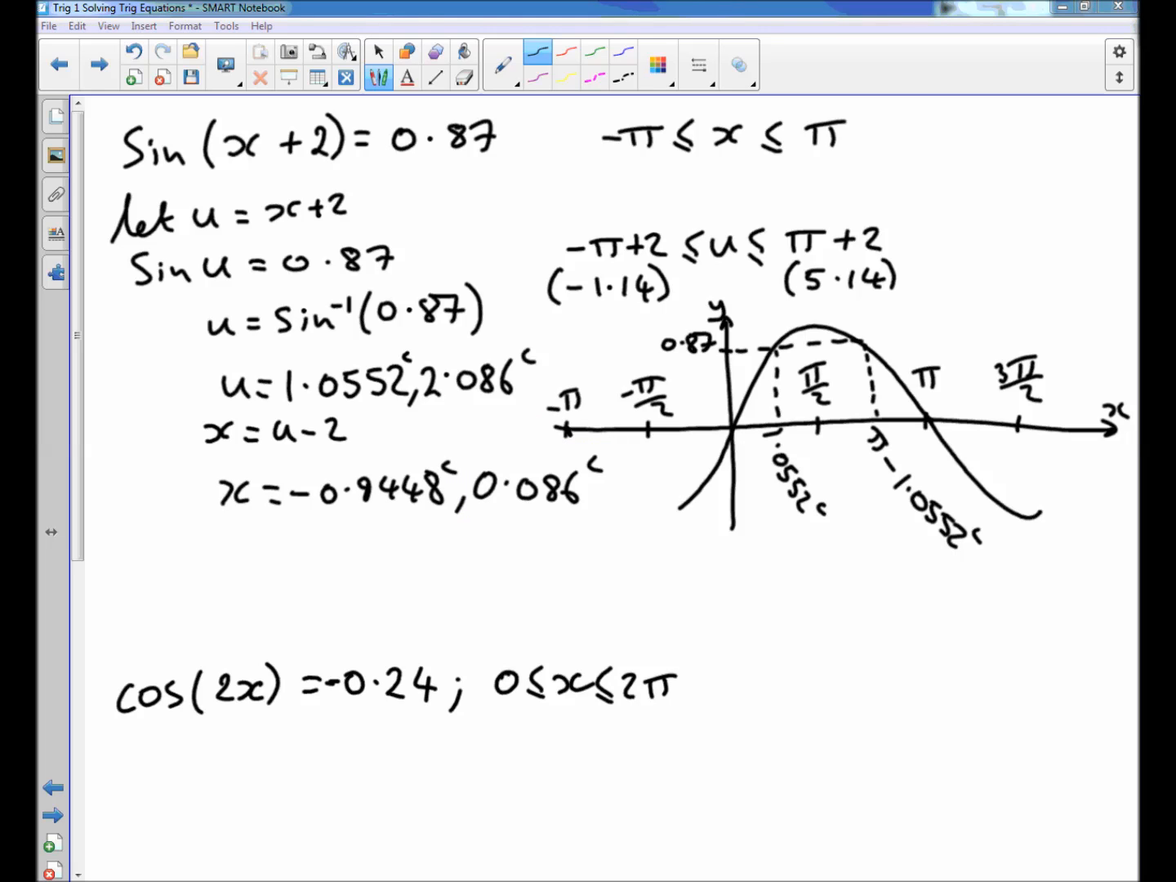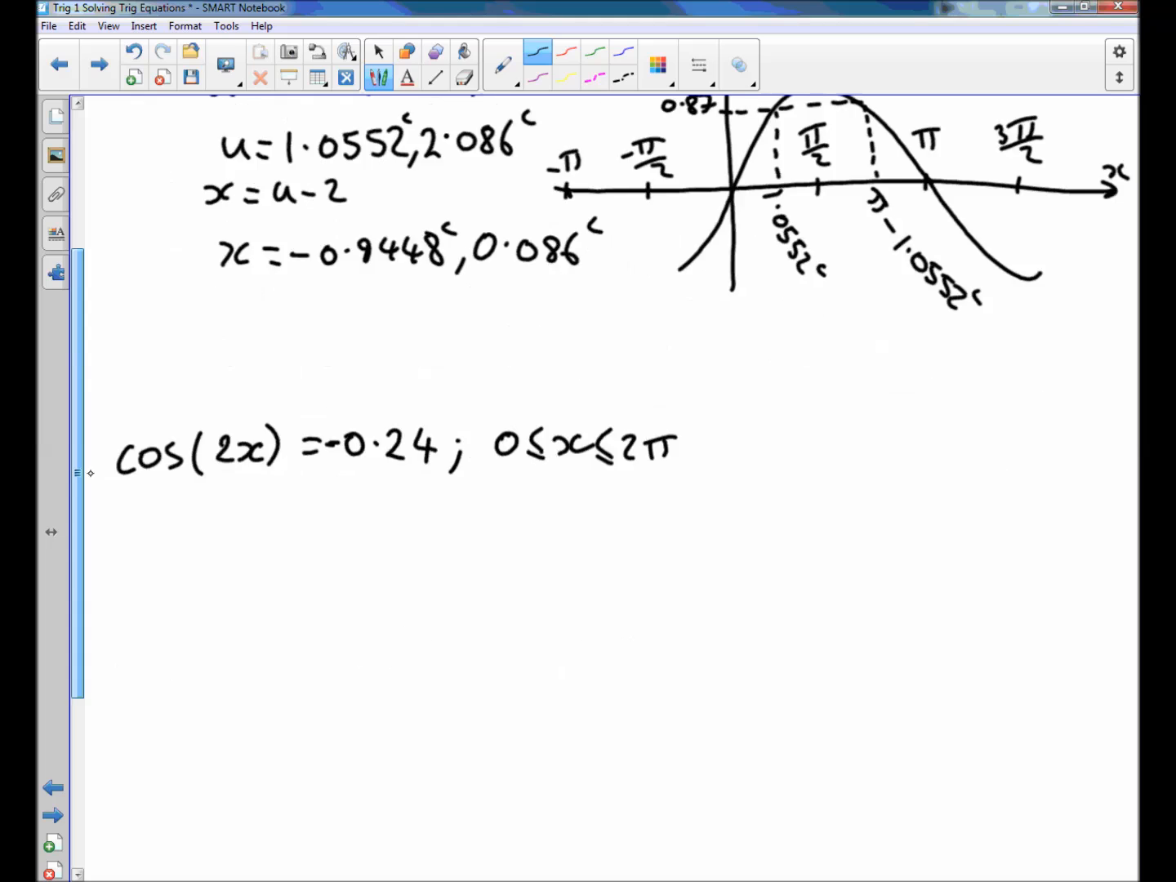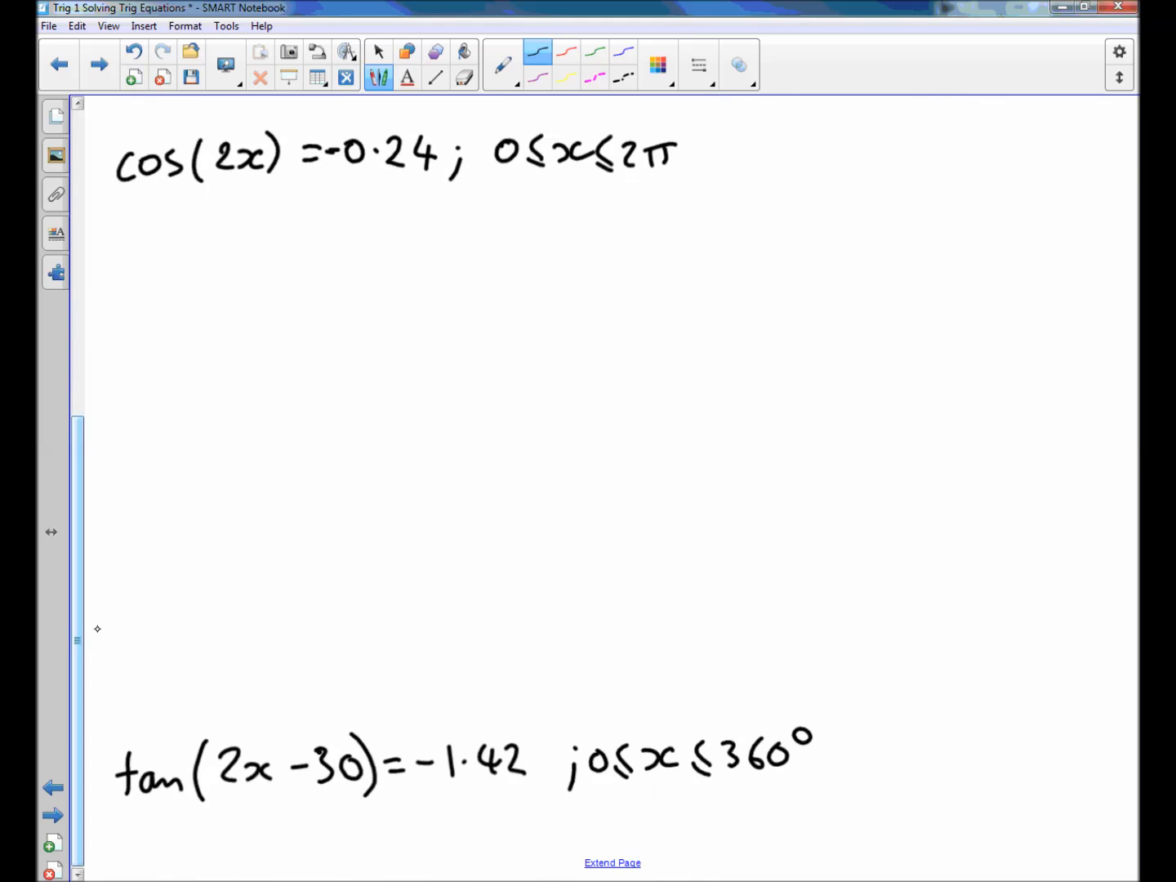So, moving on to our second equation, cos of 2x is minus 0.42 between 0 and 2 pi. Now, for this graph, you'll notice we've been stretched by a scale factor of a half parallel to the x-axis. So that means that between 0 and 2 pi, rather than having one period, we're going to have two periods. Since for cos x between 0 and 2 pi, we normally expect two solutions. For cos of 2x, we're going to expect four solutions.